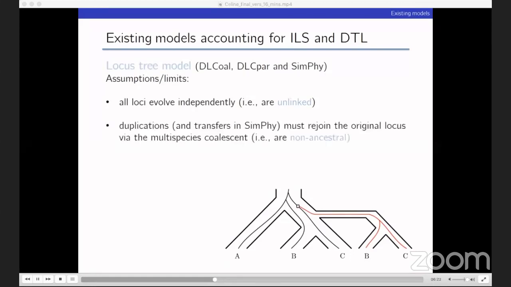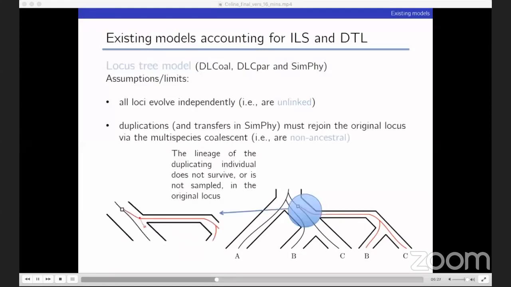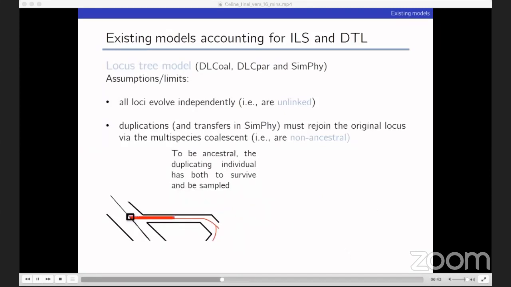Duplications and transfers in SymPhy must rejoin the original locus via the multispecies coalescent. The fact that the lineage of the duplicated individual joins via the multispecies coalescent, so after the duplication time, implies that the individual did not survive or was not sampled in the original locus. So the event is non-ancestral. For the duplication to be ancestral, the duplicated individual has both to survive and to be sampled. In this case, joining with the original locus would happen in a horizontal fashion, that is at the time of the duplication and not earlier as in the previous slide.